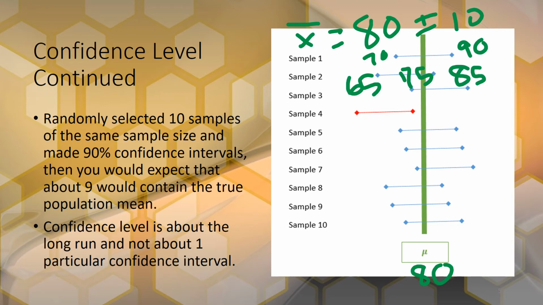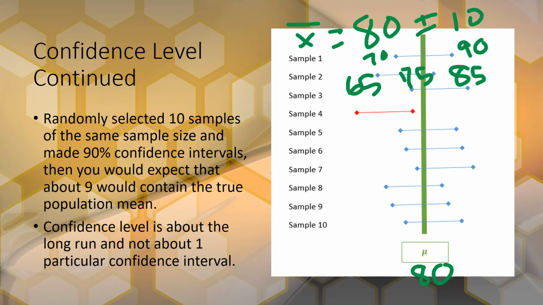And say we did a simulation, right? This isn't what we do in real life, but if we did a simulation, then you'd expect that 90% of the confidence intervals contain the true mean. And so if you had 10 samples with the same sample size and you created 90% confidence intervals, you expect that 9 of them would contain the true population mean. So 9 out of 10, 90%.